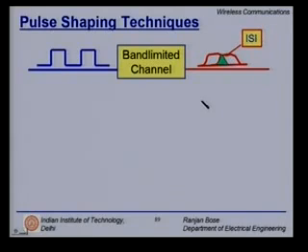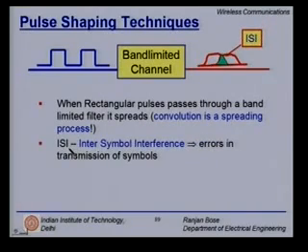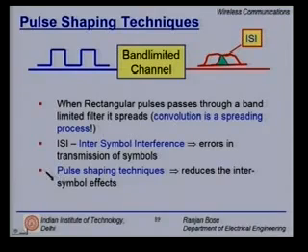So, there is thankfully a technique proposed by Nyquist that overcomes this effect. When rectangular pulses, or in general pulses of any shape, pass through a band limited filter, it spreads. Why? Convolution is a spreading process. I can do nothing about it. This inter-symbol interference or ISI leads to errors in the transmission of symbols, but there are pulse shaping techniques which can overcome or reduce the effect of inter-symbol interference.